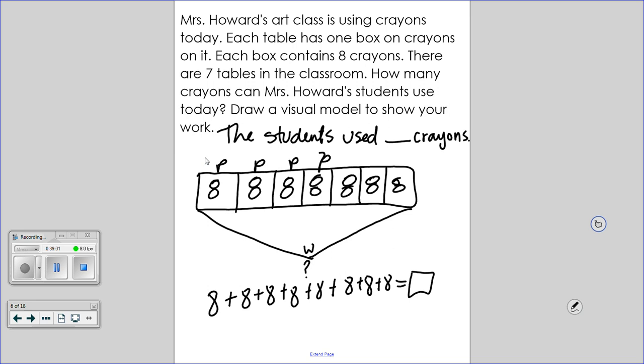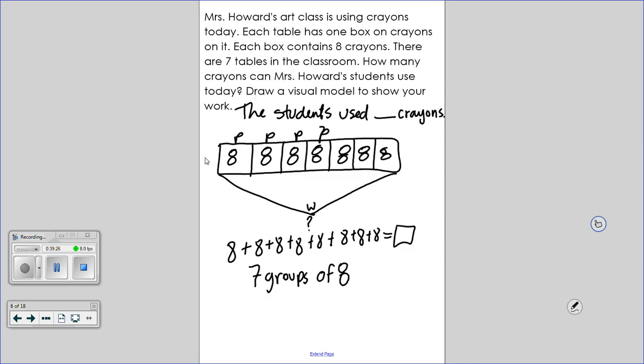How many skip counts did I do? How many groups did I have? Sabrina? 7. I had 7. Keep going. Groups of how many, Sabrina? Of 8. Very good.